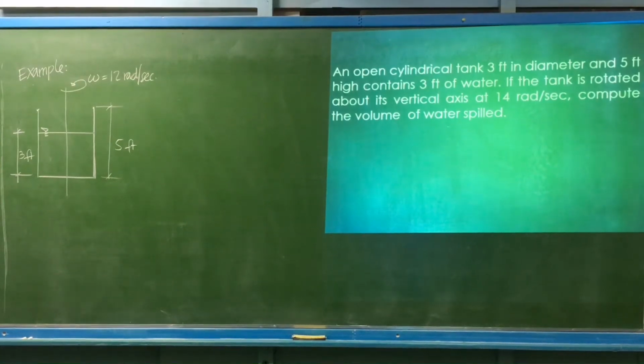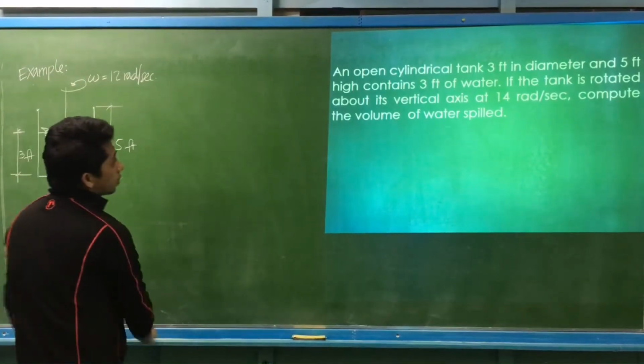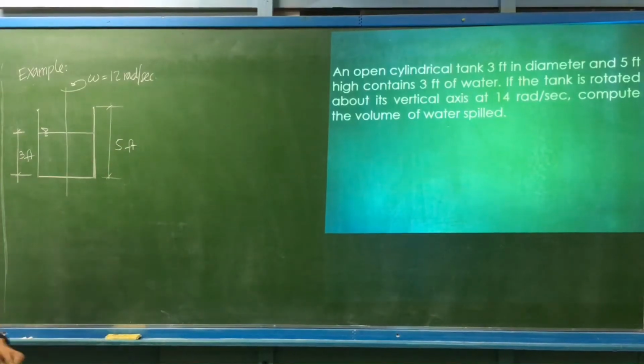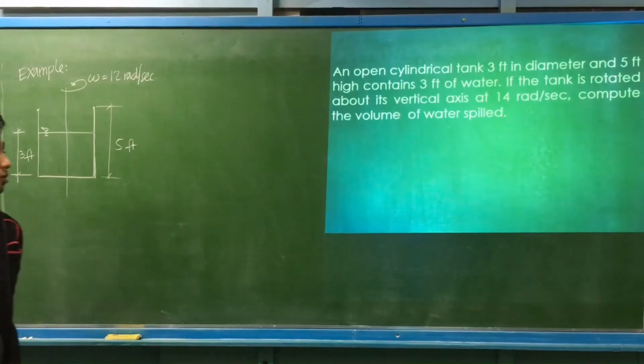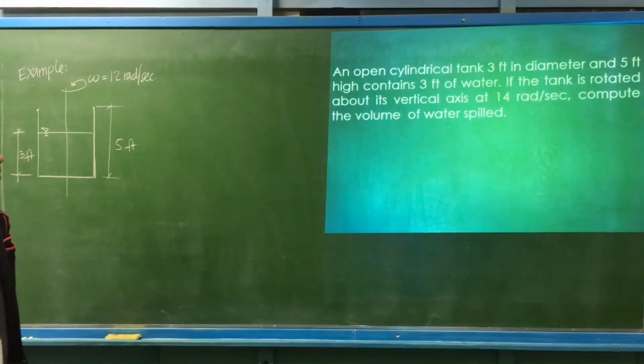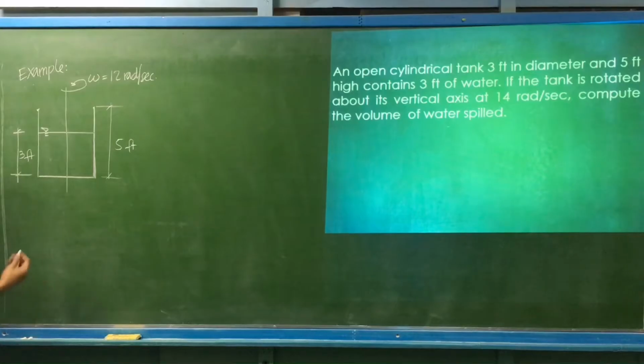Okay, so example. An open cylindrical tank 3 feet in diameter and 5 feet high contains 3 feet of water. If the tank is rotated about its vertical axis at 14 radians per second, compute the volume of water spilled. So let us check first what will be the equivalent height of the paraboloid form.